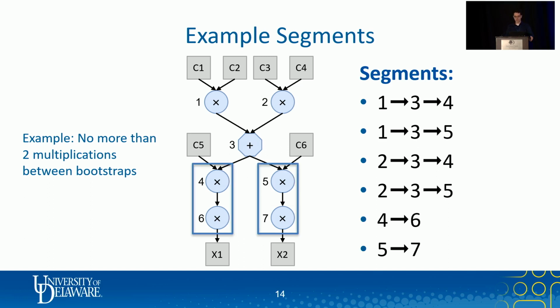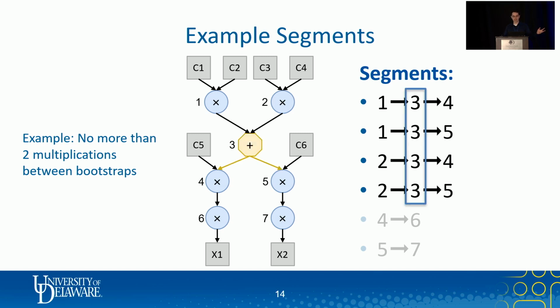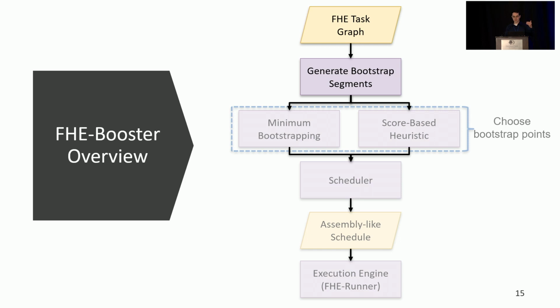But in this case, we actually ignore these two because they have no dependent operations. They just go straight to the outputs of the program. And if we look at the four that we have left, we can see that they all contain operation three. So that was how earlier we got to that optimal solution of just bootstrapping the operation three. So once we have these segments generated, we can then choose where we should do our bootstrapping in the program.